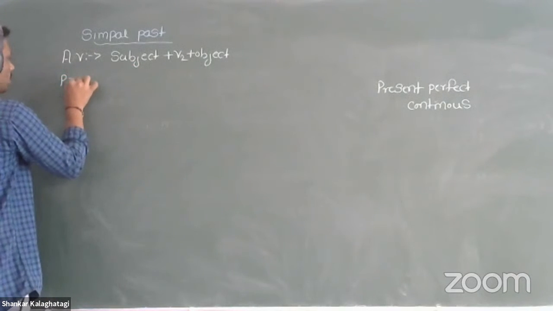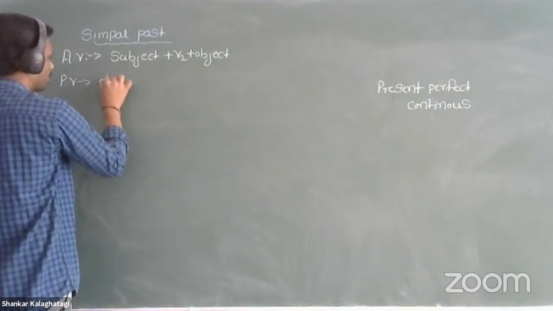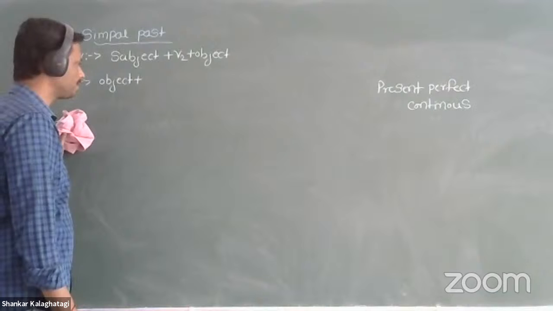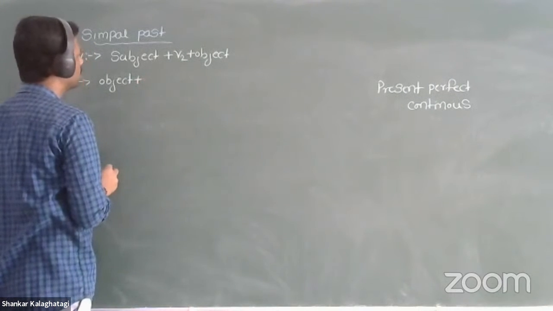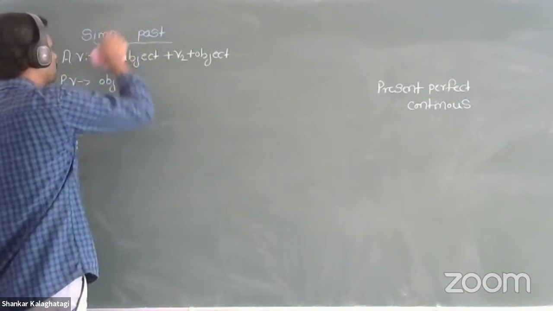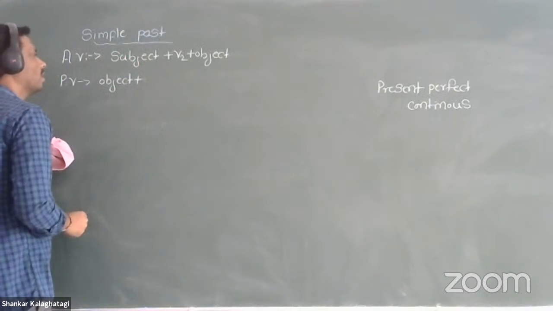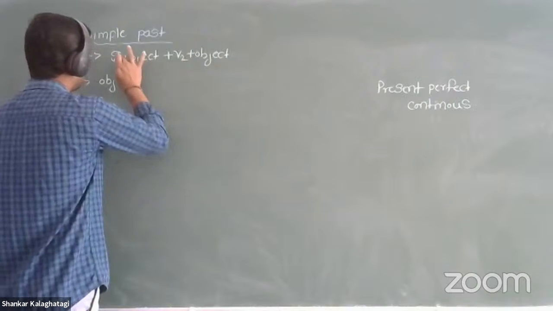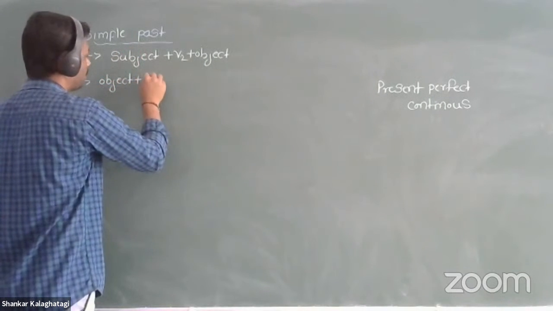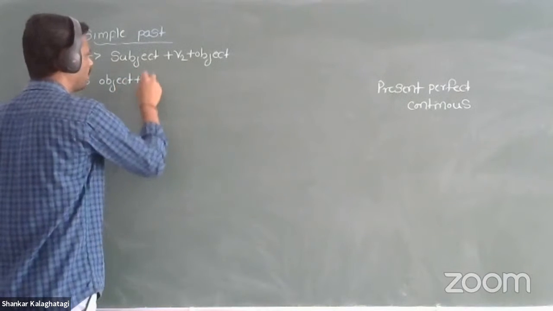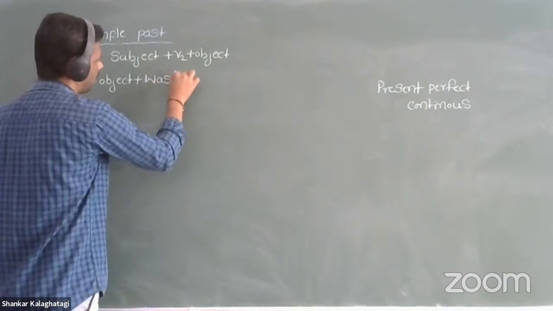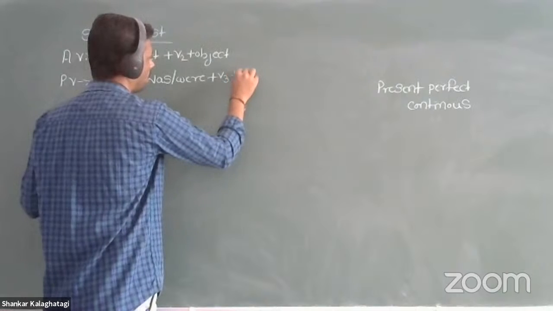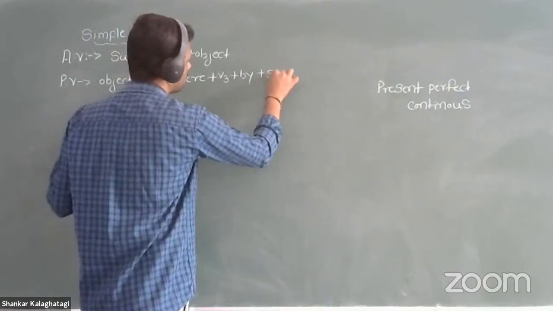Now, what is the passive form of it? Simple passive always starts with object. Here, the helping verbs which we will use in the past. So passive voice starts with object. Then we have to write the helping verbs, that is was or were. Then we have to write V3. Later we have to write by, and last we have to write the subject.